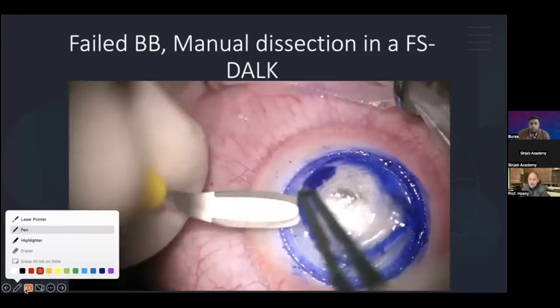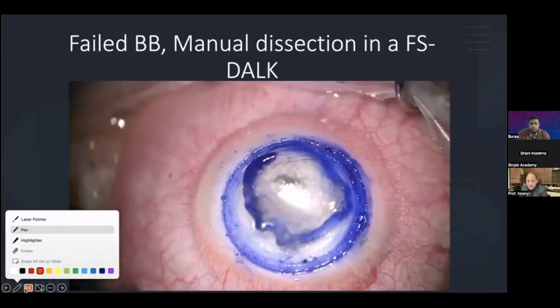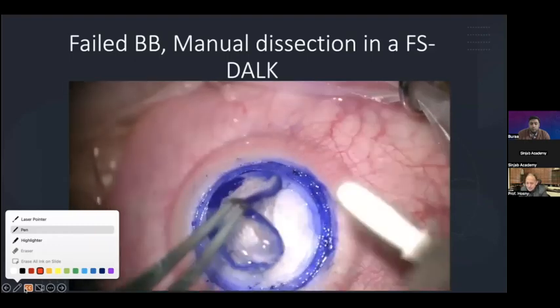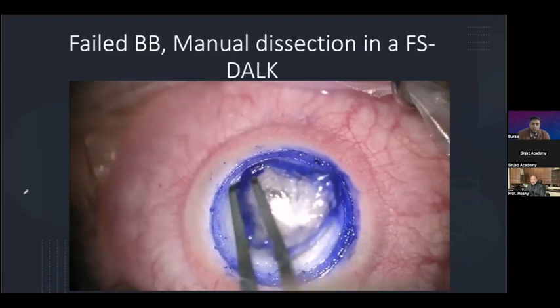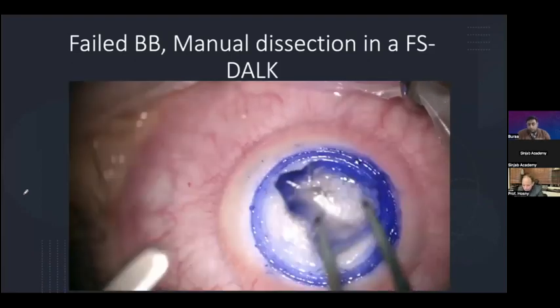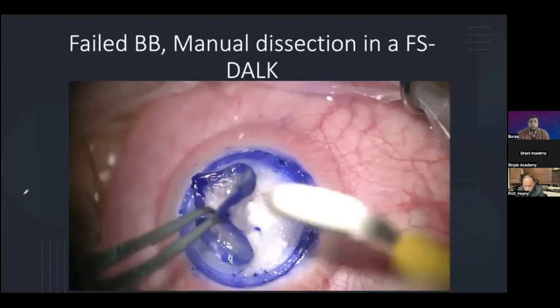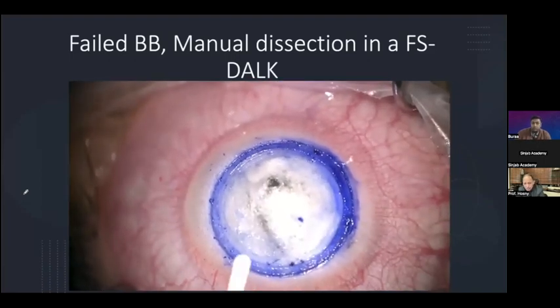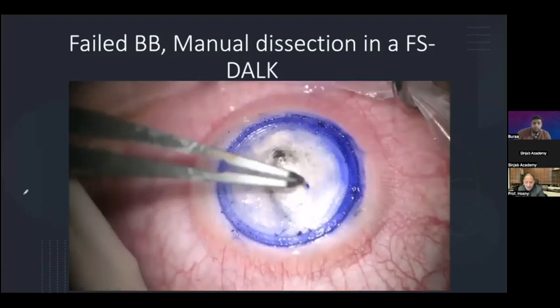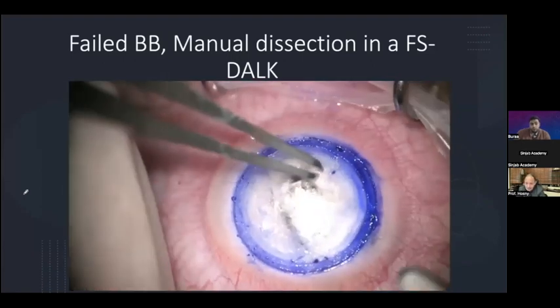Okay, so I started doing the manual dissection. I'm leaving this video. I'm not going to skim through this video at all. I just wanted to show you how you can do this, and you can actually end up with very good results. So now I know that I do not have the air bubble.